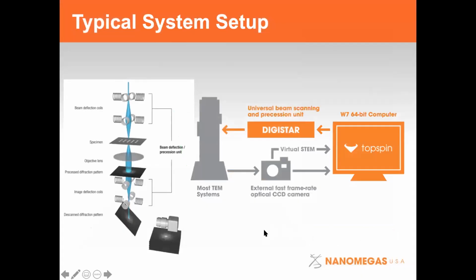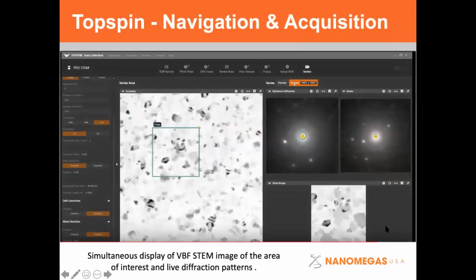And just a schematic to remind you: on the microscope, we have a camera that looks at these diffraction patterns, we talk to coils, and we're interacting with your specimen here. So what does the user do? The user has an interface, which is a virtual STEM image. This is created by taking a center spot from a diffraction pattern at every pixel point and recreating a map of your sample.